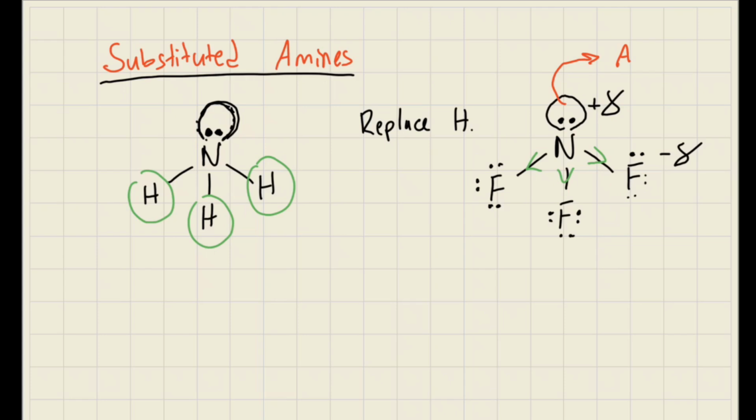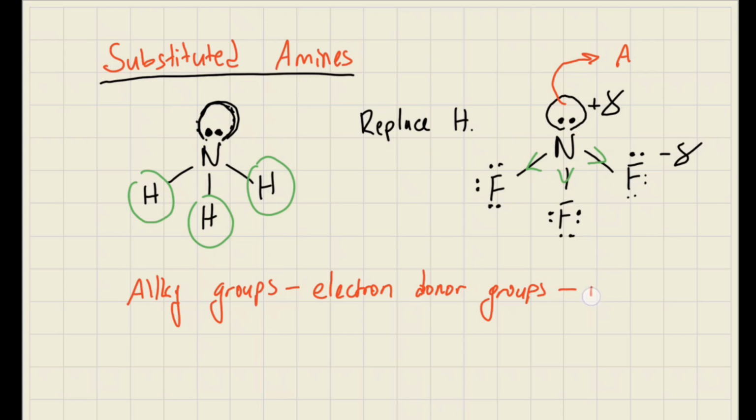However, we have another kind of substituent, for instance, alkyl groups. And alkyl groups, unlike fluorine, are good electron donors. Electron donor groups. So when we add electron donor groups, we increase basicity.